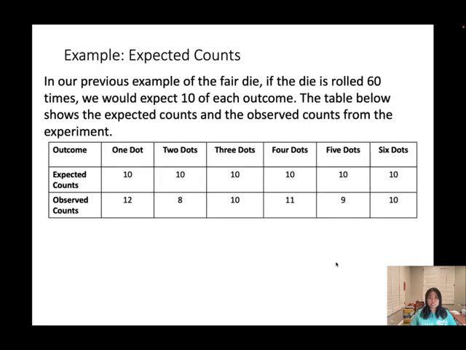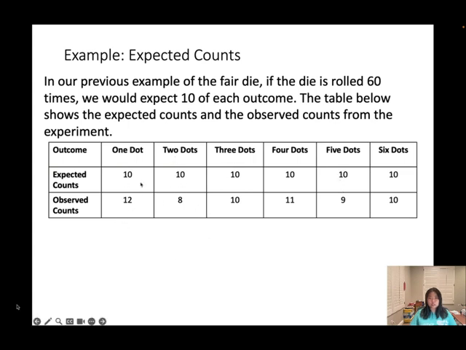Now let's look at the example. In our previous example of the fair die, if the die is rolled 60 times, we could expect 10 of each outcome. The table below shows the expected count and the observed count from the experiment. Expected frequency is talking about the real world, where we should have 10 times of 1, 10 times of 2, 10 times of 3. Observed count is from our experiment. When we roll the die 60 times, I record the number that I get for each of them.